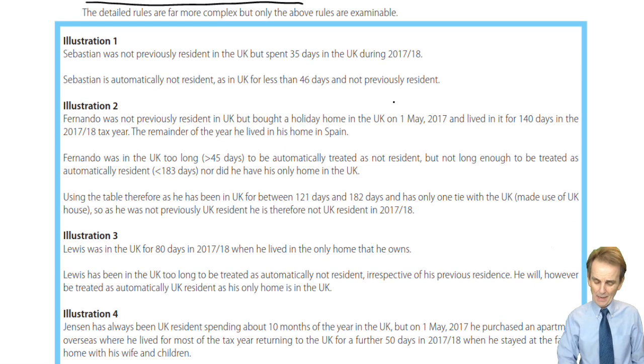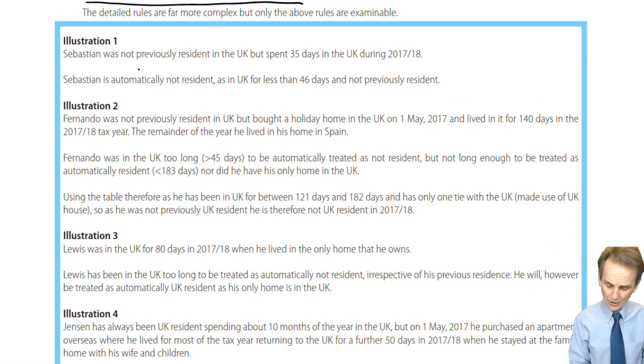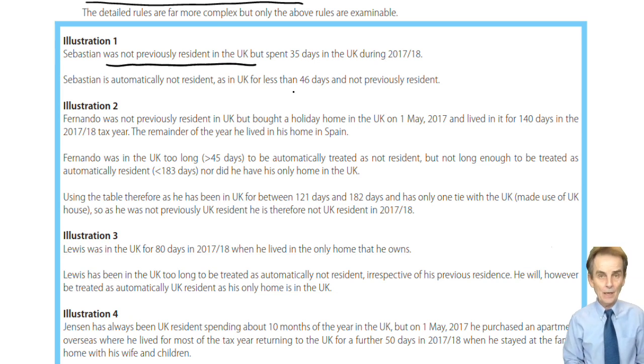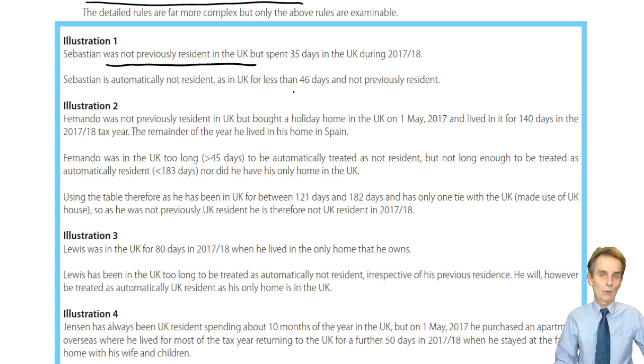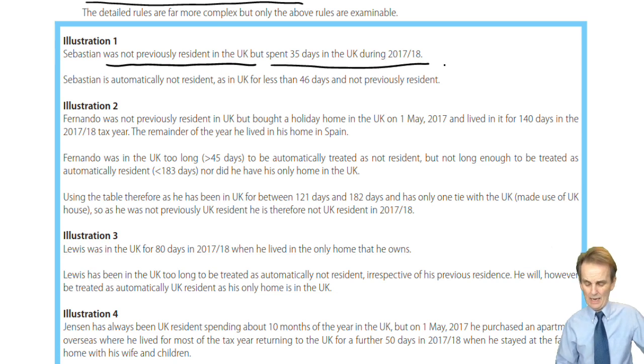Okay, Sebastian was not previously resident in the UK. Not previously resident in the UK. So now we know which particular column we're looking at. The not previously resident column. So how many days were then spent in the UK? Spent 35 days in the UK during our tax year.